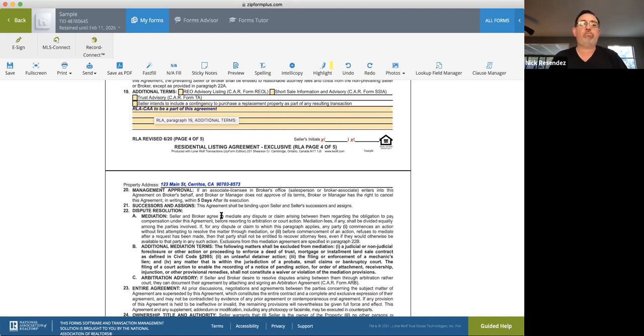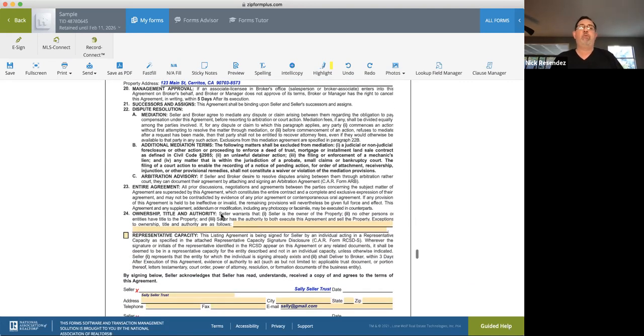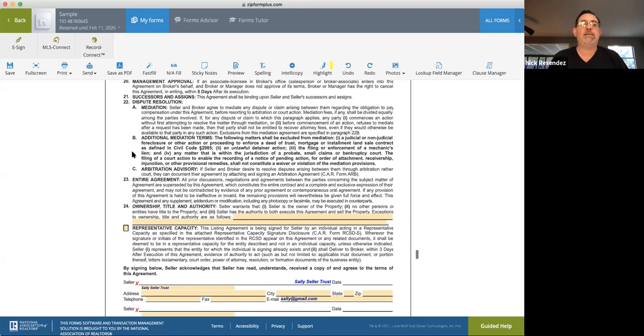Number 20, management approval, basically says that if you bring me a listing and it's not a good listing or for whatever reason we don't like it, within 5 days we can actually send it back and cancel it. Let's see, 21, successors and assigns. It says this agreement is binding on seller and the seller's successors and assigns. So if they pass away, this agreement is still in effect, okay?